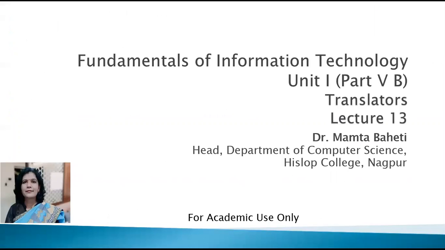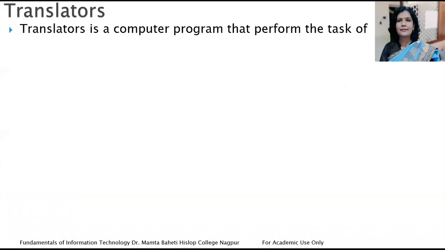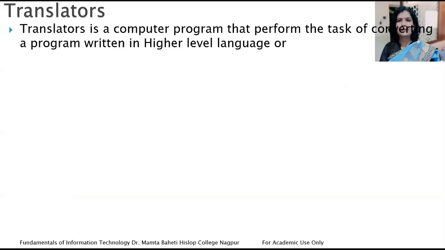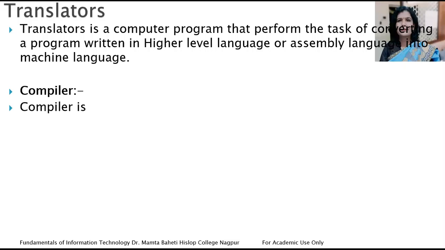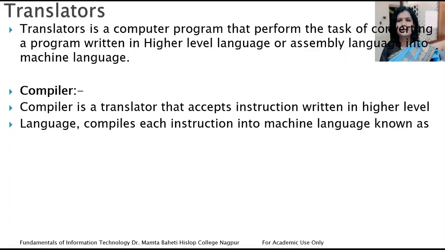Now we will see what are translators. A translator is a computer program that performs the task of converting a source code, that is a program written in a higher level language, or an assembly language, into machine language. Now for doing this task we have three: one is compiler, one is assembler, and another one is interpreter.